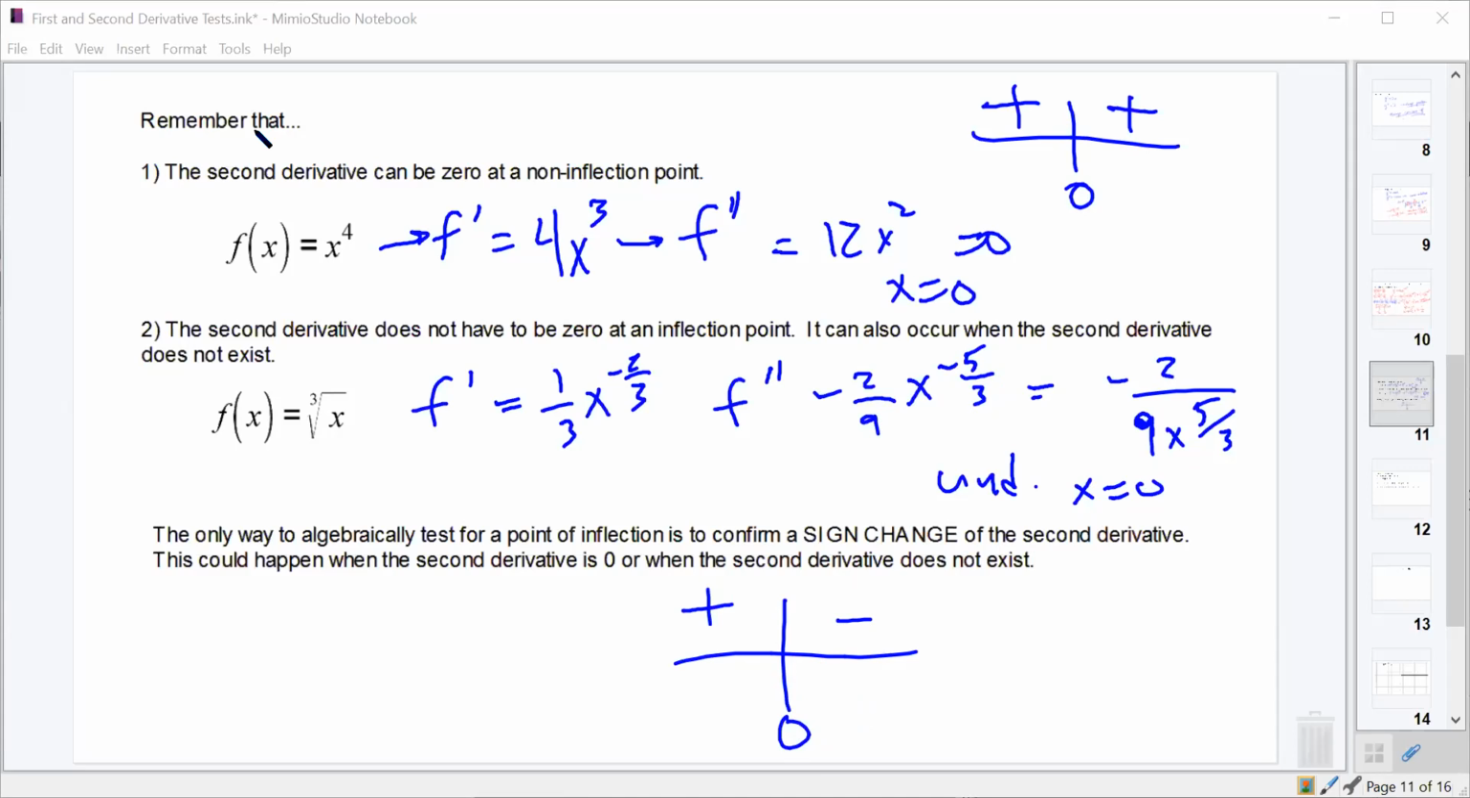So just to clarify, you do the sign chart for the first derivative for increasing and decreasing intervals, and you do the sign chart for the second derivative for concavity. Yes, that is correct.